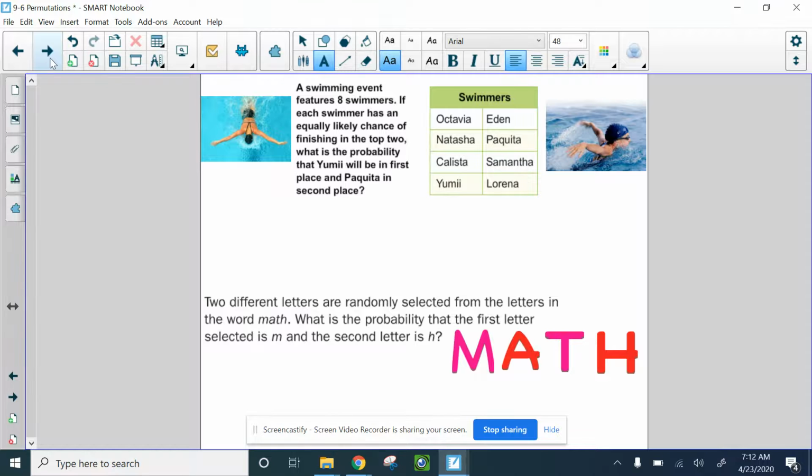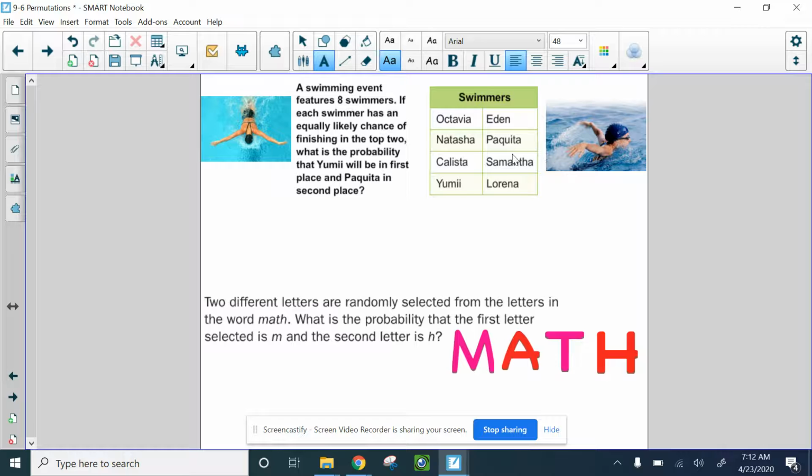So now I'm going to be looking at 2 more probability problems here. If a swimming event features 8 swimmers, and each swimmer has an equally likely chance of finishing in the top 2, what is the probability that Yumi will finish in first place and Paquita will finish second place? So here are my 8 different swimmers.